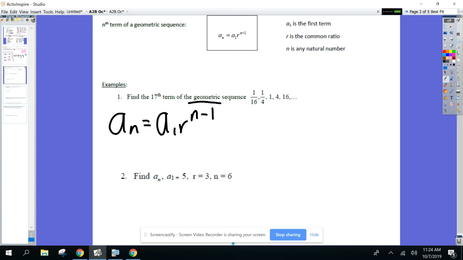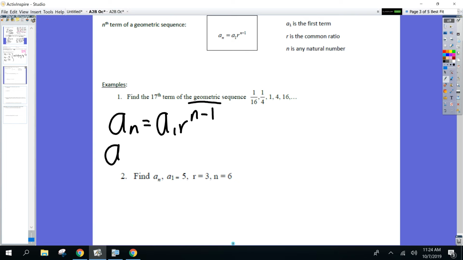What's the only new variable from arithmetic? The R. We just told you what it meant. It's what you're going by, what you're multiplying by. A1 is still the first term. N is still the number of terms. AN is still any random term in the sequence. Go ahead, Ashley. Go. No. Recursive and arithmetic only. Okay, there's no geometric on there.